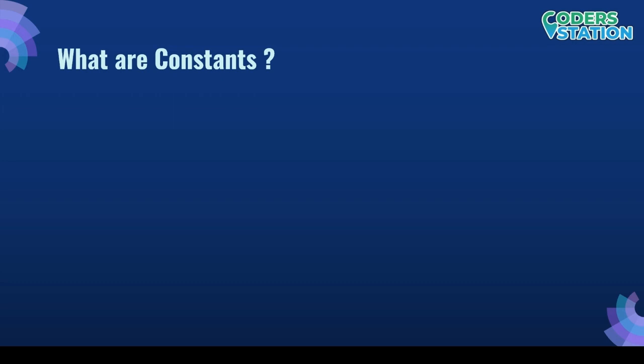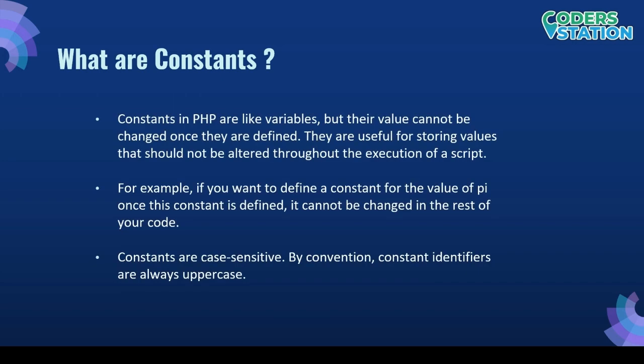Constants in PHP are like variables, but their value cannot be changed once they are defined. They are useful for storing values that should not be altered throughout the execution of a script, such as configuration settings, mathematical values, or other fixed data. For example, if you define a constant for the value of pi, once this constant is defined, it cannot be changed in the rest of your code.